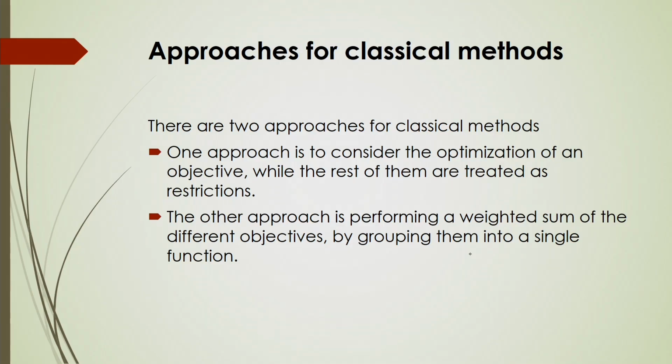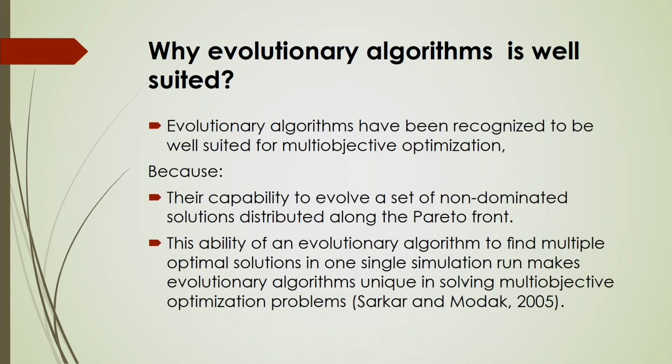So, in this case you have to consider the optimization of one objective first, and the rest of them will be treated as restrictions. So, this is the first approach, and the other approach is that you have to perform a weighted sum of the different objectives by grouping them into a single function.